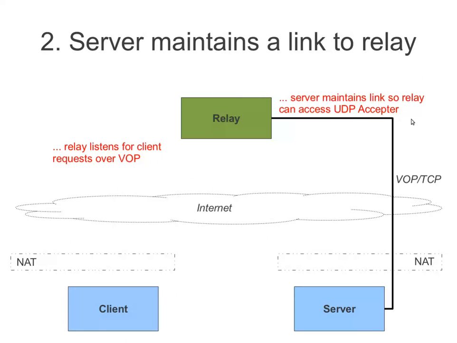The relay and the server are then in a setting where they are essentially listening for client connections. The server maintains a link to the relay for receiving callbacks whenever a client attempts to connect, and the relay must be listening for inbound VoP connections for connecting clients.